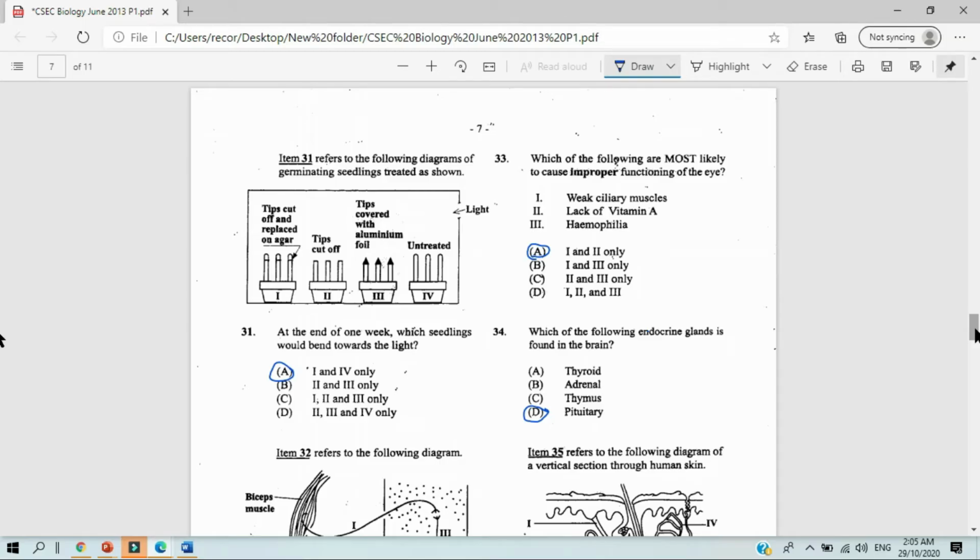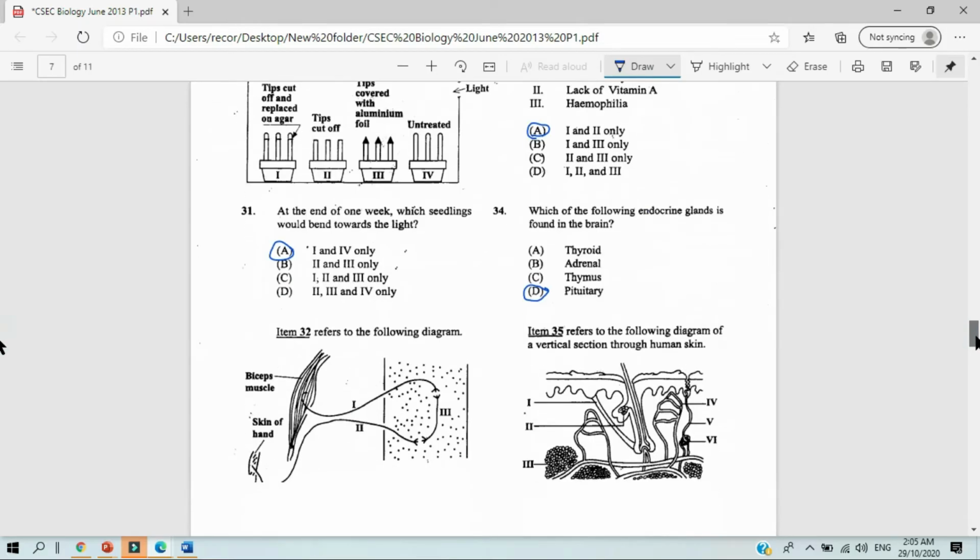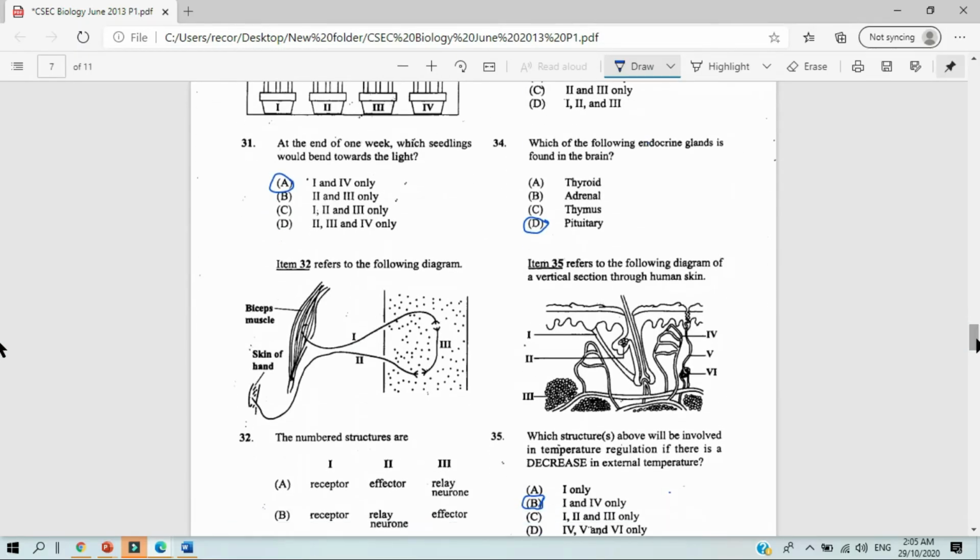34. Which of the following endocrine glands is found in the brain? Now that is going to be the pituitary gland. It's the master gland. It's found, of course, up in the brain, the thyroid gland in the neck, adrenal glands are over the kidney, that type of thing.